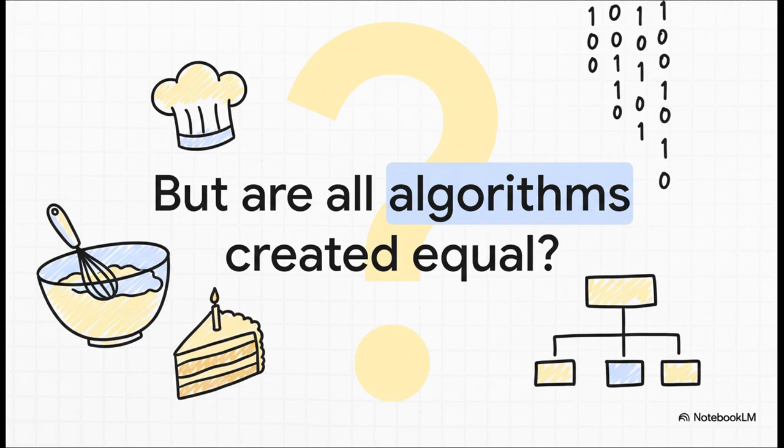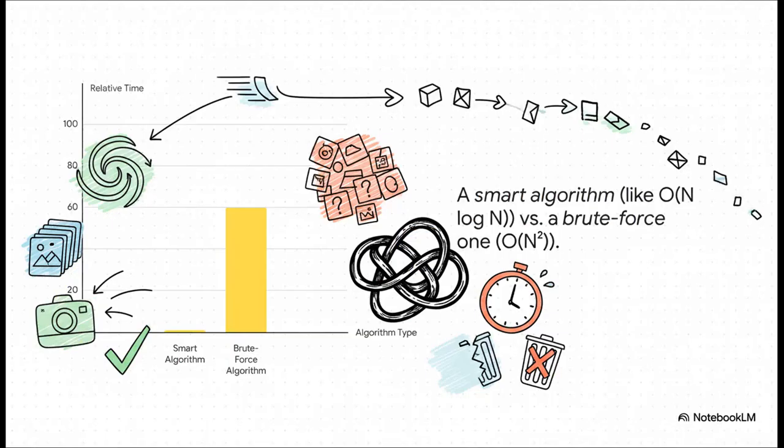If you want to bake a cake, does it matter which recipe you pick? Of course it does. Some are way better than others. And for computers, the difference isn't just a little bit better, it's absolutely staggering. I mean, just look at this. Let's say we're sorting 10,000 photos. A smart algorithm, a good recipe, can get it done in less than a second. A clunky, brute force algorithm, it could take several minutes. And that's the difference between an app you love to use and one you immediately delete.